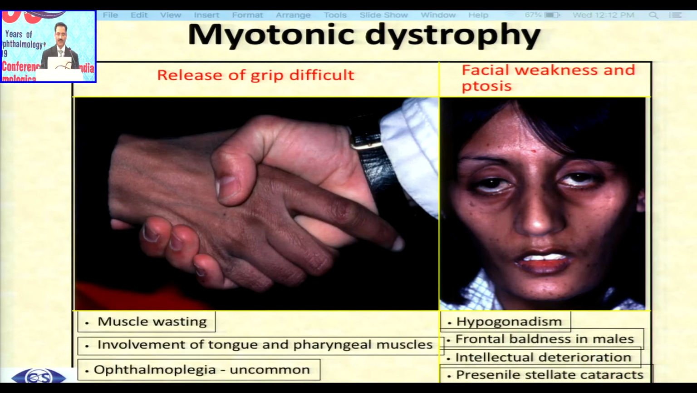Then myotonic dystrophy, a syndrome where you have ptosis with facial weakness, other features like baldness, hypogonadism, presenile cataract, etc. A very important finding is that you shake hands with the patient and you are unable to release the grasp of the patient because of myotonia and muscle wasting.